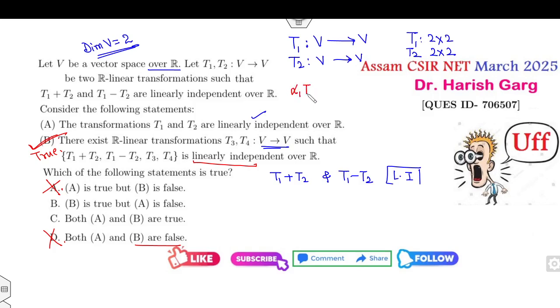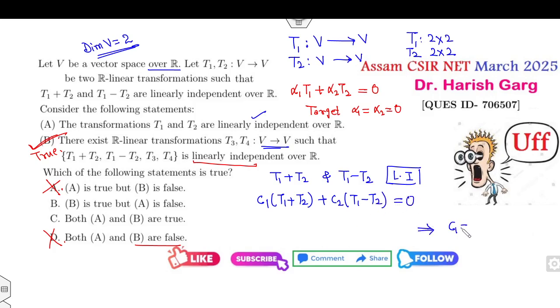Fine. Now the first option: you have to prove T1 and T2 are LI. So basically your target is to prove alpha 1 is 0, alpha 2 is 0. It is given that T1 plus T2, T1 minus T2 are LI. If I start from here, this implies C1 is 0, C2 is 0. That's the definition of LI. Now, if I write it the other way, this is T1 plus C1 minus C2 of T2 is 0.